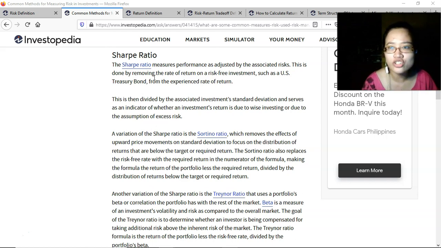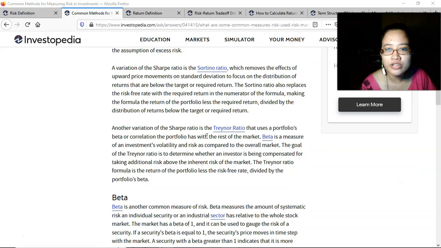Here in the Sharpe ratio, essentially you remove the risk-free investment rate. Let's say the risk-free rate is 4% and the expected return is 12%. Since the risk-free rate is already 4%, essentially the risk that you've taken on is only the difference, 8%, right? That's the computation, or the figures that they use in the Sharpe ratio. Another variation of the Sharpe ratio is the Treynor ratio, which uses a portfolio's beta, or the correlation the portfolio has with the rest of the market. So it's like benchmarking: you're going to compare the deviation or variation in one company's or one investment's return.